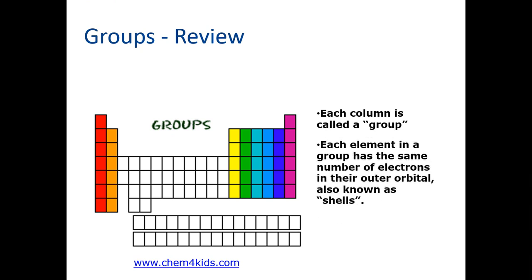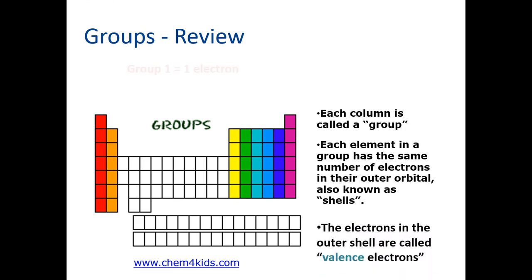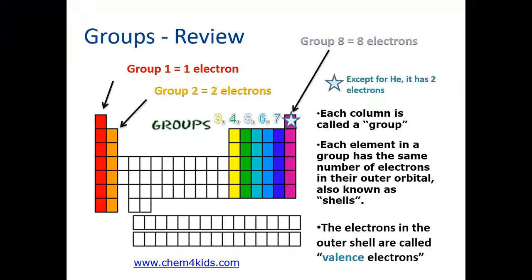So each column is called a group. Each element in the group has the same number of electrons in their outer orbital, known as the shells. And the electrons in the outer shell are called the valence electrons once again. And just to remind you, it's 1, 2, 3, 4, 5, 6, 7, 8, except for helium, which only has 2 because that's all it has.